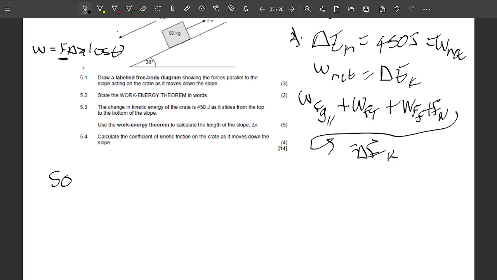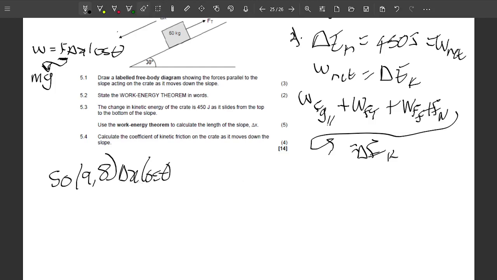I don't know what the F is, but I know that FG parallel is the same as mg, which is just the mass. So I'm going to say that's 50 multiplied by 9.8. And I still have the delta X and cos theta from the work formula. This is what I'm essentially trying to solve for.